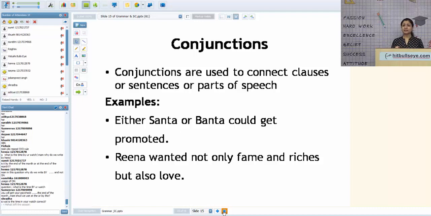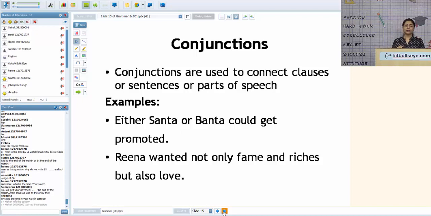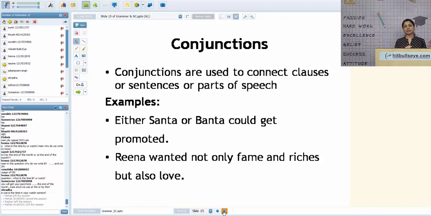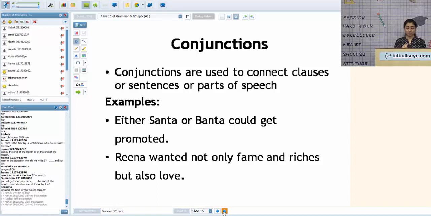Okay, so the thing here is that people often think that conjunctions can be used only in the middle of the sentence, but it's not correct. Conjunctions can be used even at the starting. For instance, I can start my sentence with "although".